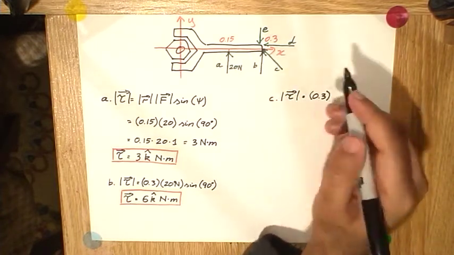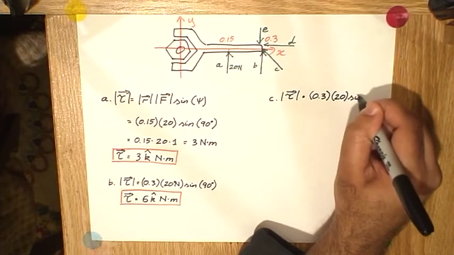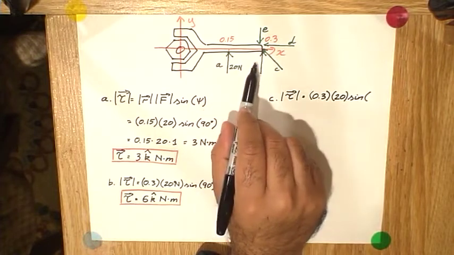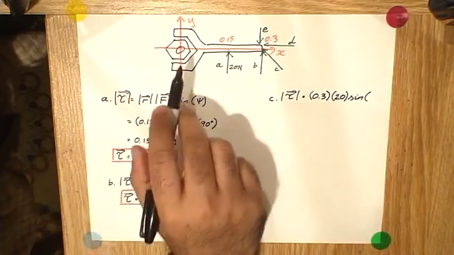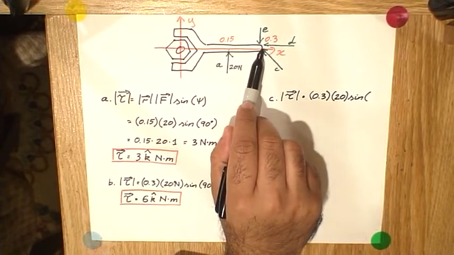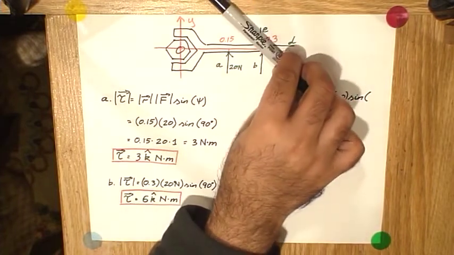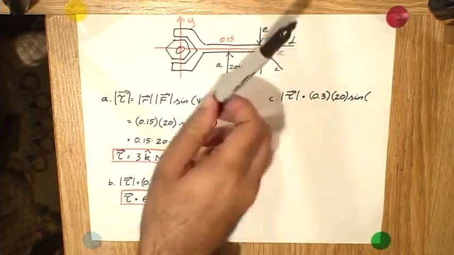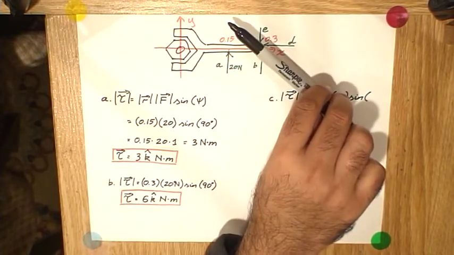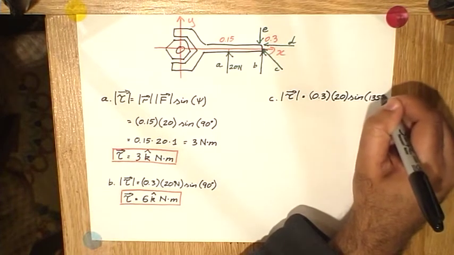The force being applied is still the same 20 newtons, but this time the orientation has changed. The orientation was 90 degrees over here, but if we draw this vector here for the lever arm in the positive x direction, this is pointing at 135 degrees from that. So this is the direction of the lever arm, this is the direction of the force. So now we have sine of 135 degrees.